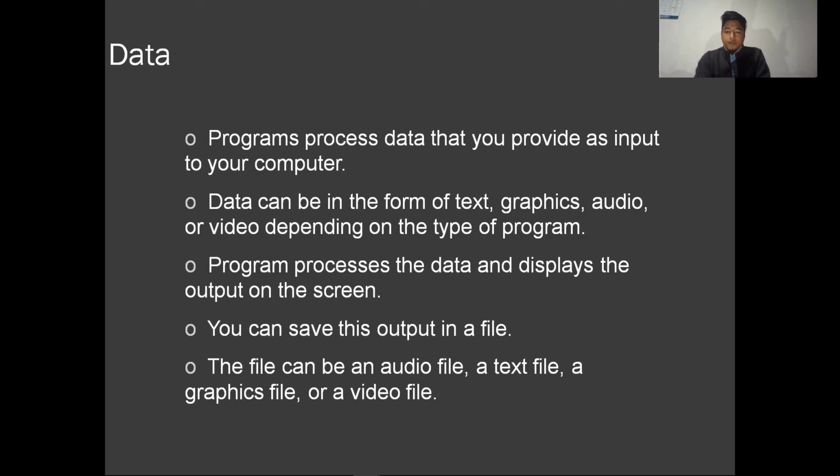Data can be in the form of text, graphic, audio, or video depending on the type of program. So whenever you copy or download something into your system, that is data. A program processes the data and displays the output on the screen. Imagine if I run it, it displays the output, right? If I write a plus a equal, or 1 plus 1 equal 2, just like a calculation, the output will be displayed on the screen. If I play a video also, the output will be displayed on screen, right? That's how data functions. We input it, we feed the system, and the system displays the result.